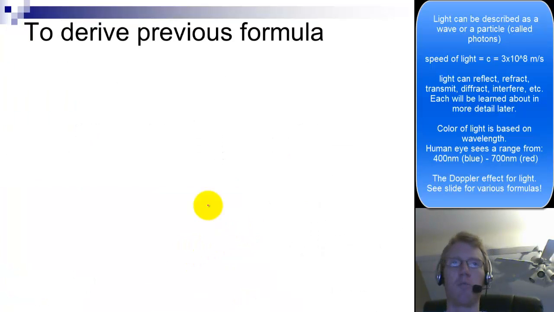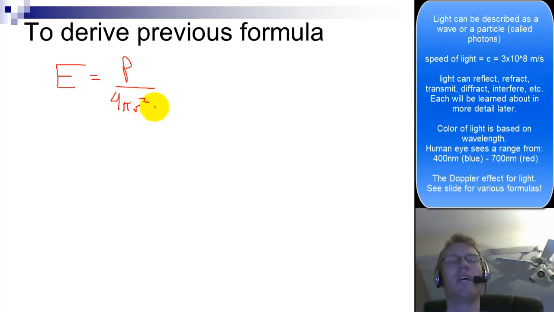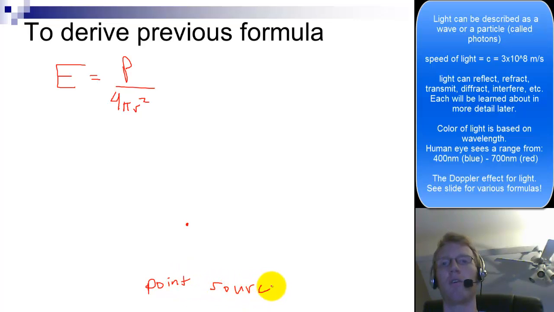Okay, so let's derive this previous formula. The formula we're trying to derive is E equals P over 4 pi r squared. It's very easy to derive just using geometry. So here's your point source of light, and when it emits light, the light is spreading out in all directions.